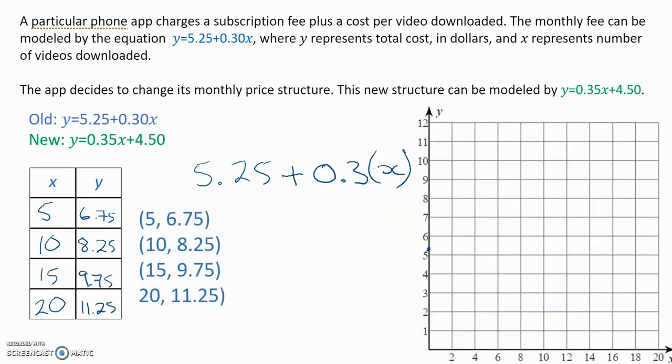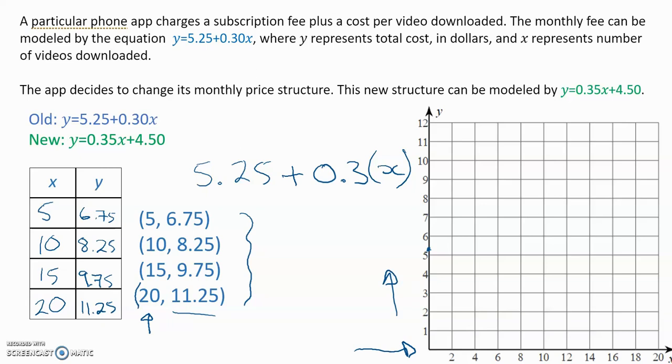Once they're all entered, you can rewrite them as coordinates if you like. I like to do that just for ease. You can see what they are. Oops, I've forgotten a bracket. And make sure that x is always first and y is second. And x is your horizontal axis and y is your vertical axis. And then plot your points.